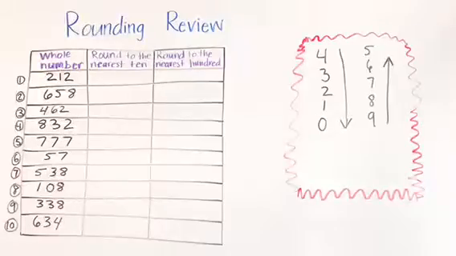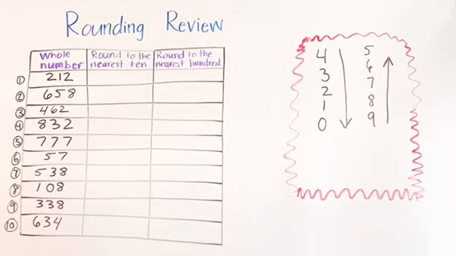In today's video, we're going to be reviewing our rounding to the nearest tens and the nearest hundreds. We're going to go ahead and complete the chart. On the right hand side, you see the little notes that I have. For 4, 3, 2, 1, 0, we're rounding down. And for 5, 6, 7, 8, 9, I have an arrow that means we're going to be rounding up.